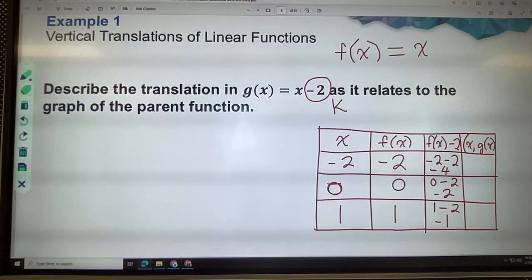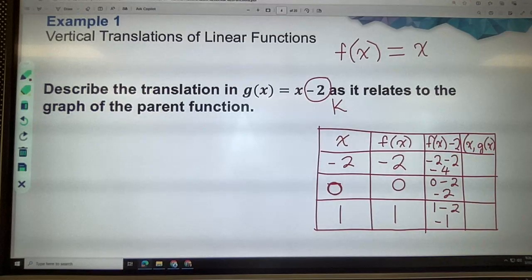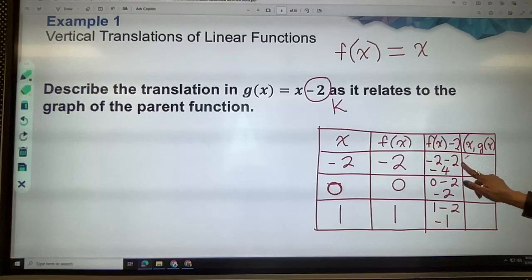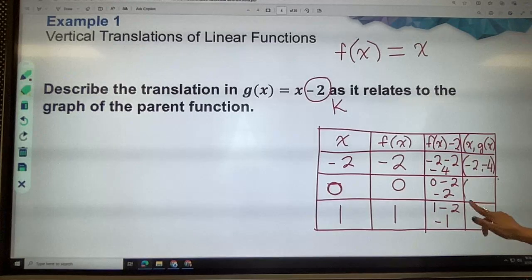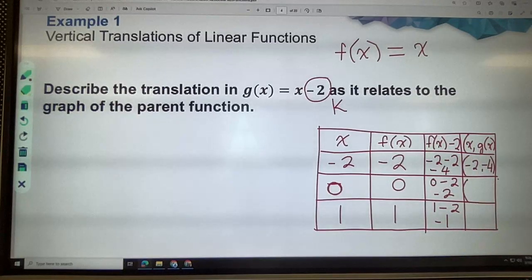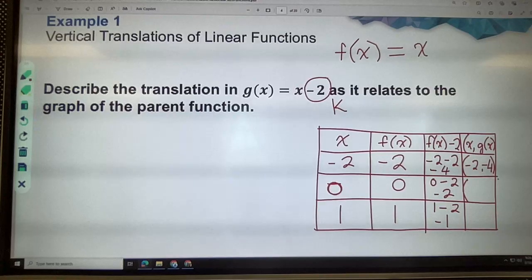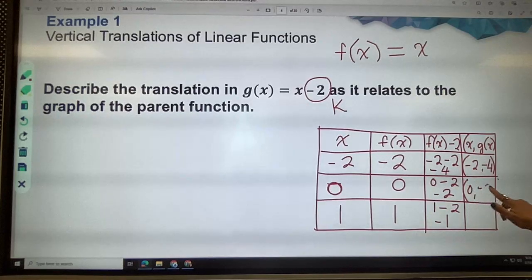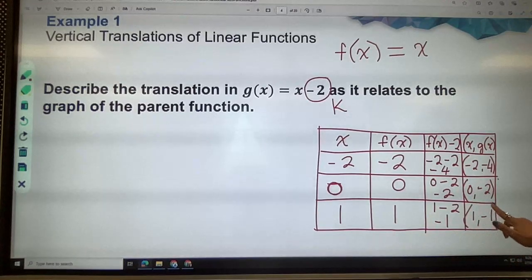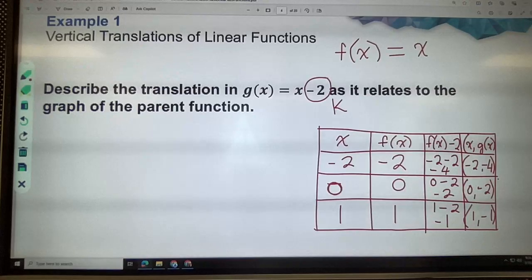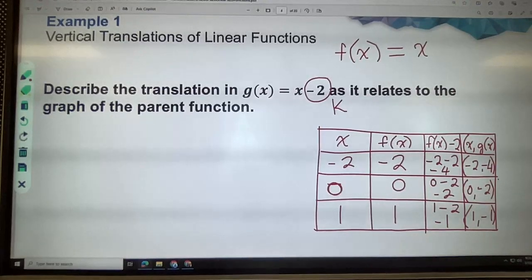Okay, so when I plot the ordered pair, I get negative 2, negative 4. And then I have my next ordered pair, which is 0, negative 2. And then I have 1 and negative 1. So these are my ordered pairs.